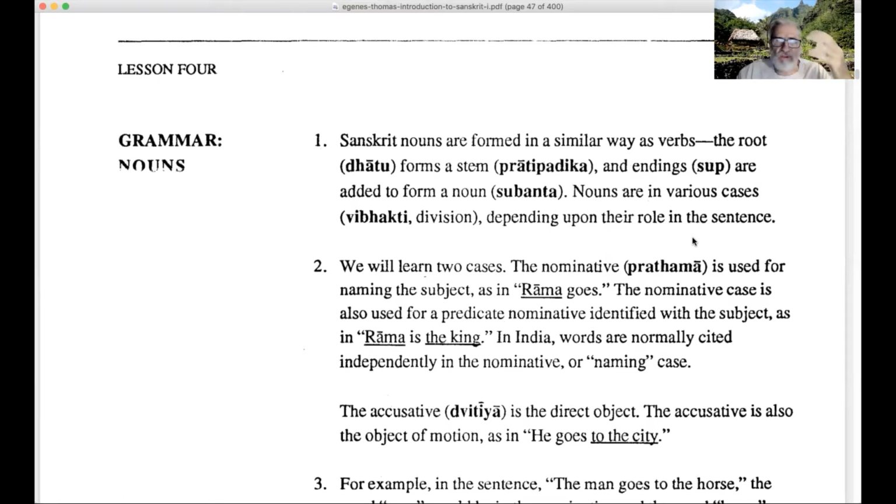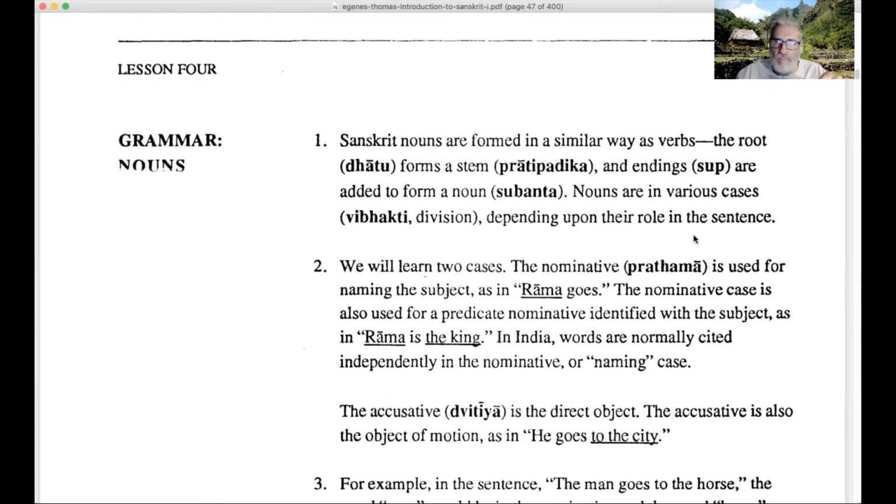Now we're going to start learning case endings. Up until now, we haven't really talked about case endings. We haven't talked about nouns and declensions. So a noun is a naming word. It's a word that names something. A proper noun is the name of somebody like Arjuna or Krishna. But a regular noun is like a horse or a cart or a book.